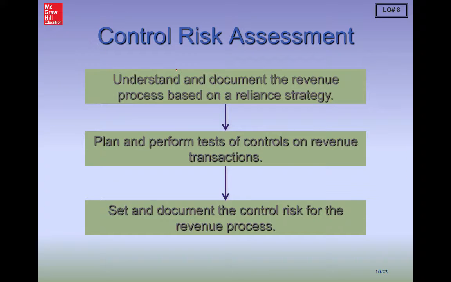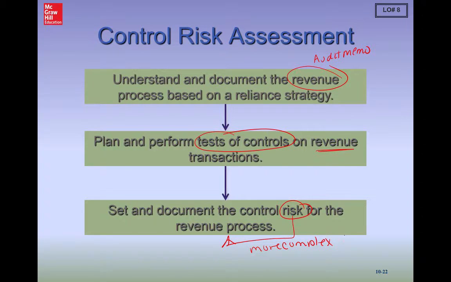And there are additional risks, control risks, right? You have to actually understand and document the revenue process. This is usually done in an audit memo, and there are specific instructions on how to do that. You also need to make sure that you are testing controls as they relate to revenue. And then you also have to document the risk associated with revenue. And again, the more complex and the more difficult, the higher the risk, right? So then we have a higher risk.